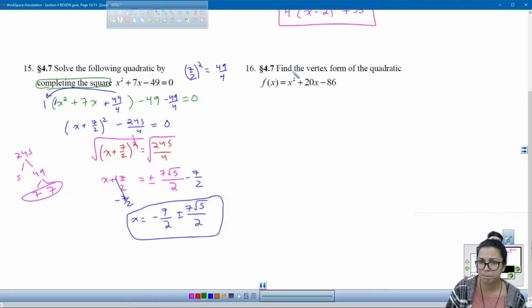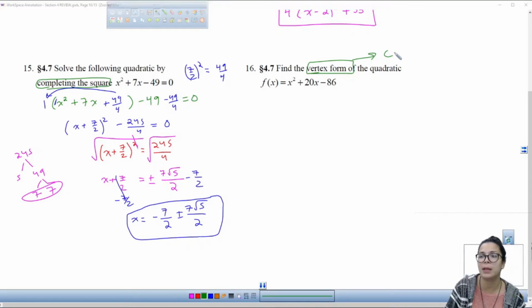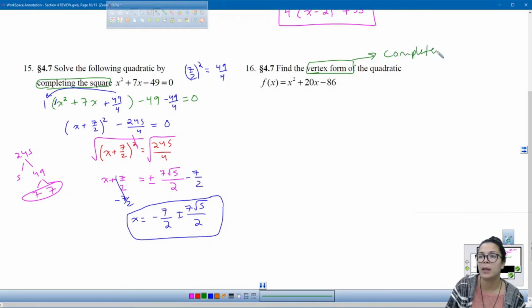Okay, for number 16, we need to find the vertex form. To find the vertex form, all you have to do is complete the square, because when you complete the square, you're going to get it to look like vertex form. Remember, the vertex form is y equals a times x minus h squared plus k. So you have a binomial squared, some coefficient, something adding to the back. That coefficient could be 1, the adding to the back could be 0, so it could just be a binomial square. So all we have to do to get the vertex form is complete the square. So let's go ahead and do that.